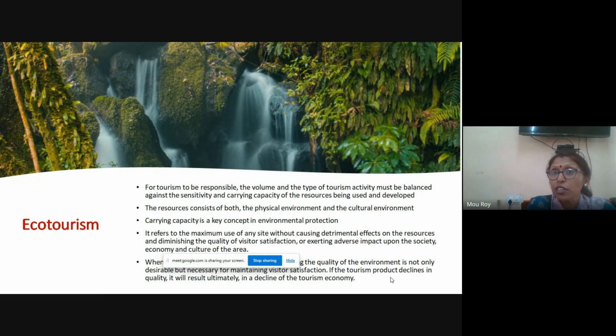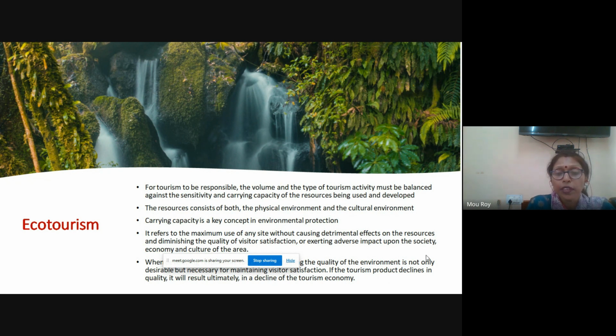So it shows that when the inflow of tourists is huge, it obviously has a negative impact on that particular destination. You cannot adapt. So each and every destination has some carrying capacity. You have to ensure that carrying capacity, because it plays a very key role in environmental protection. It basically refers to the maximum use of the site without causing any detrimental effects on the resources, and on the other side, diminishing the quality of visitor satisfaction or exerting adverse impact upon the society, economy, and culture of the area.